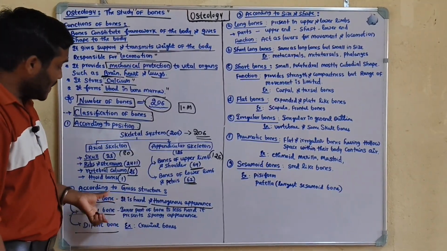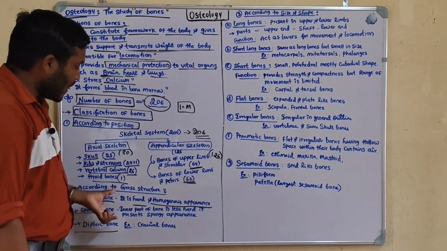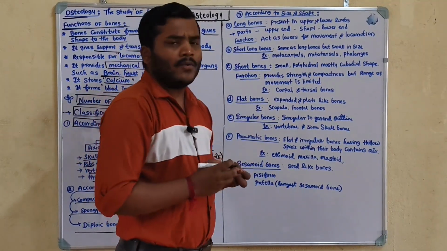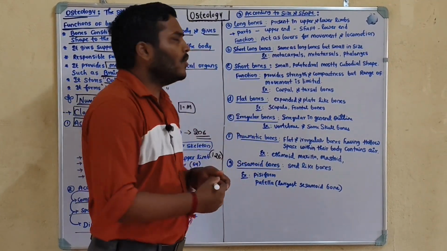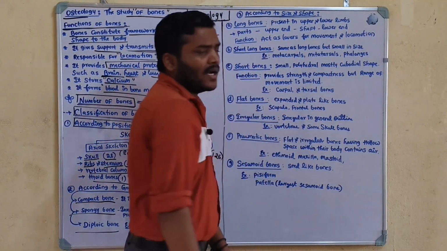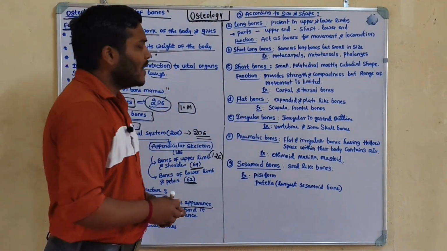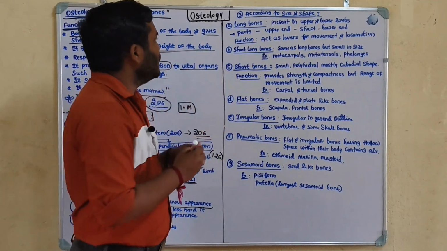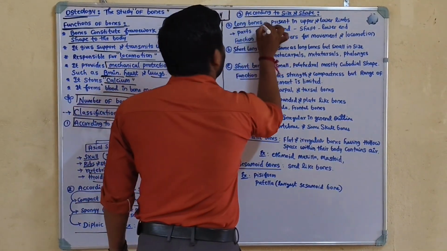Okay, this is the classification of bone according to gross structure. Now, this is very important. The third classification of bone is according to size and shape. The first bone among size and shape is the long bones.